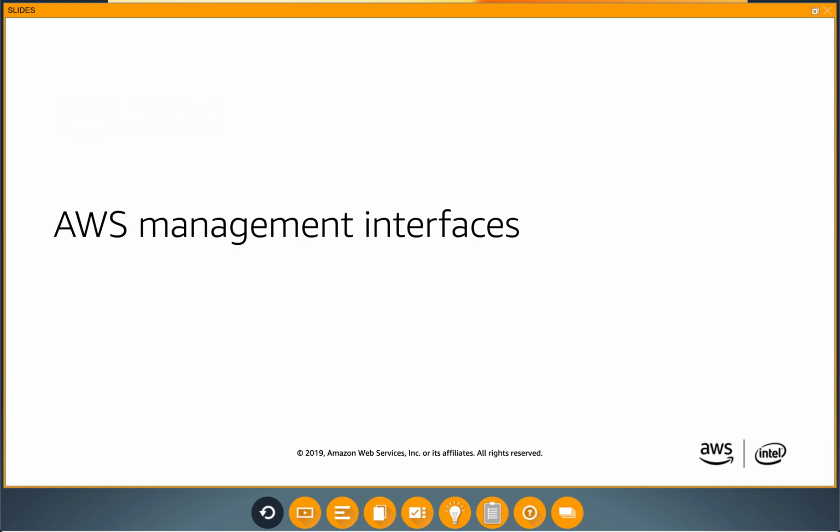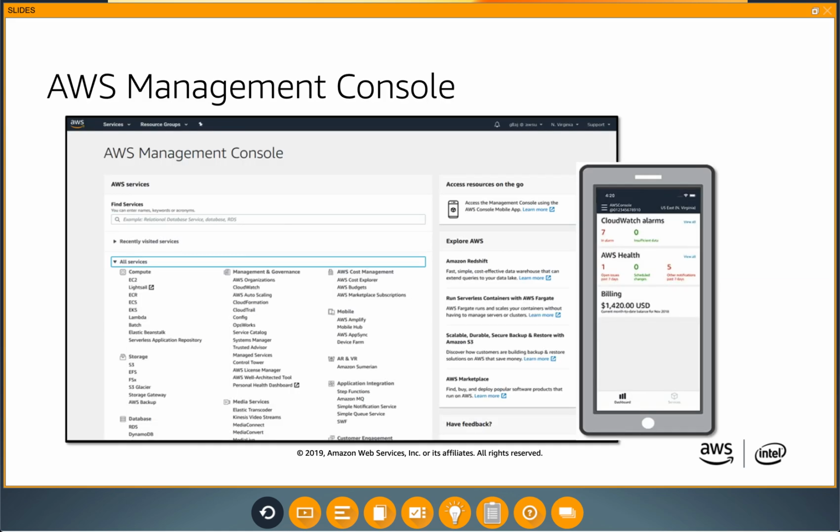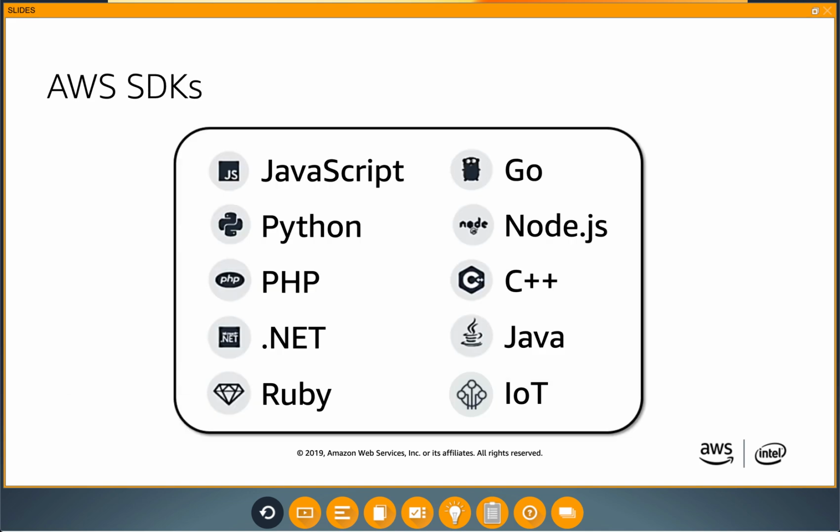Management interfaces. So how do I access AWS to create these resources? There are 3 main ways to interact with AWS. The first is the AWS Management Console, which is an easy-to-use graphic interface available on the web or as a mobile app. The second, the command line interface, or CLI, that you can download and install, is available on Windows, Linux, and Unix systems. And finally, the software development kits, or SDKs, that you can import into your code, available today for popular languages. Behind the scenes, all these interfaces are just talking to AWS over the internet via an application programming interface, or API, which is also available to use.